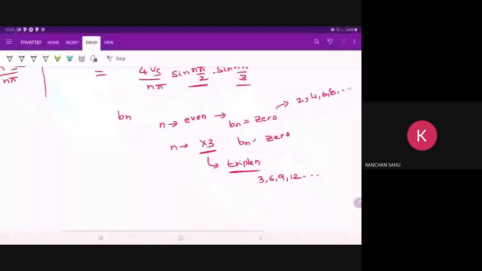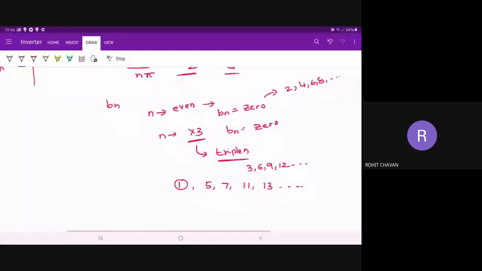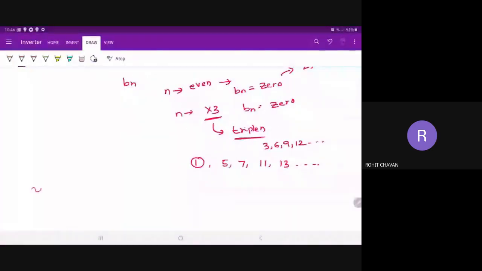So what is left now? Only 1, that is the fundamental. You have the 5th order harmonic, the 7th order harmonic, 9 is absent, then 11 and 13 and so on. Only these are left. Now we will extract this waveform, the actual waveform, and write it.